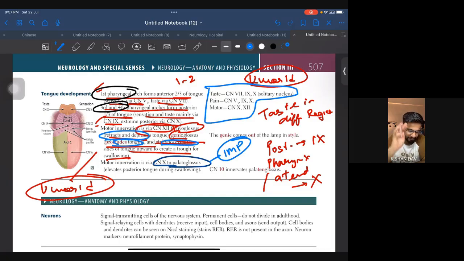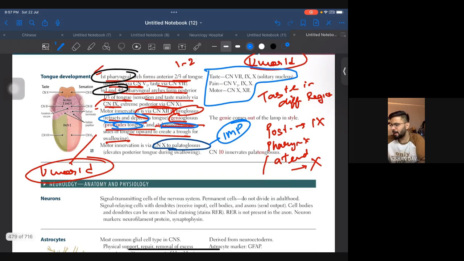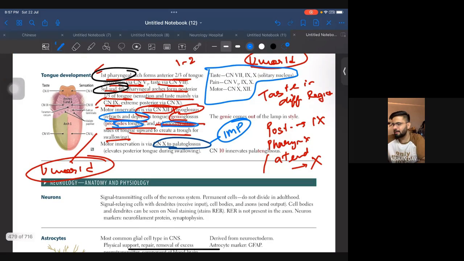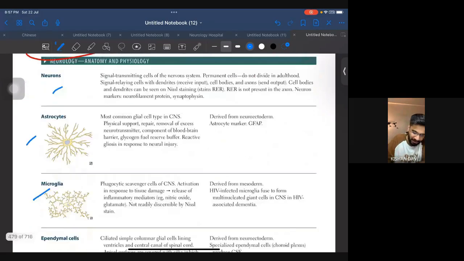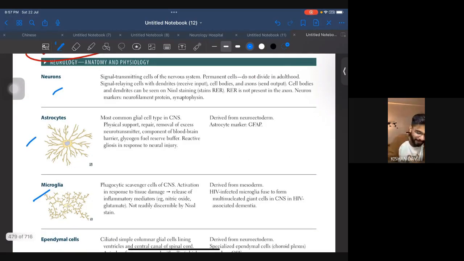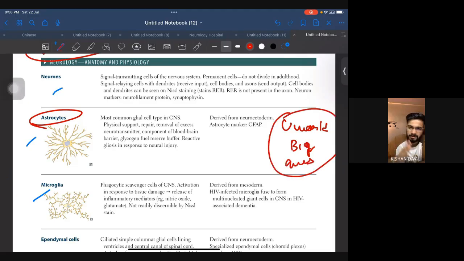Okay, so we are done with the tongue, we are done with the embryology part. Now moving on to the anatomy and physiology part of neurology. I'm not going into detail over here. One thing I want you to focus on here is astrocytes. You will have one big question for you. Okay, so astrocytes are very important, and let's just see what is important over here.